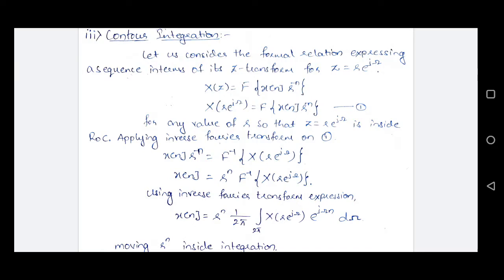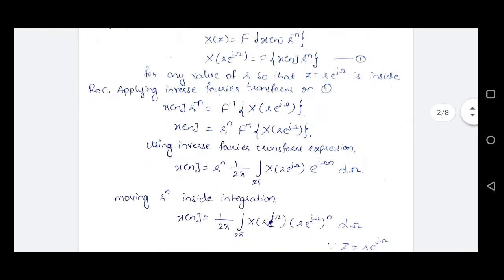And on the left hand side, it will be an inverse Fourier, because by applying inverse Fourier to X of r e to the power j omega, we will obtain the discrete time sequence x of n r to the power minus n. So sending r to the power minus n to the right hand side, x of n will be equal to r to the power plus n times the Fourier inverse of X of r e to the power j omega.